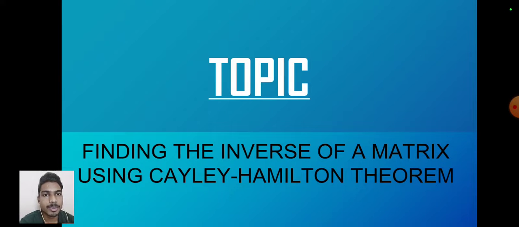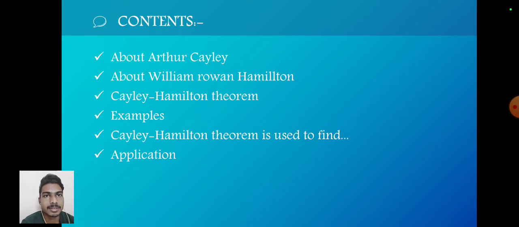So my topic is about finding the inverse of a matrix using the Cayley-Hamilton theorem. Let's have a look at the contents: about Arthur Cayley, about William Rowan Hamilton, about the Cayley-Hamilton theorem, examples, how the Cayley-Hamilton theorem is used to find the inverse and powers of a matrix, and finally applications.